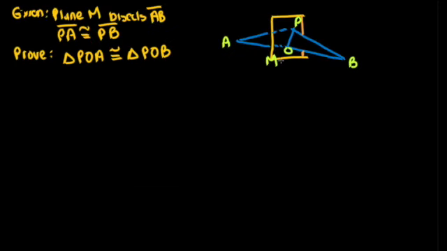Okay, let's go ahead and try one last problem. In our given, we are told that plane M bisects segment AB. And we are also told that PA is congruent to PB. We are told to prove that triangle POA is congruent to triangle POB. Let's go ahead and write out our givens first.